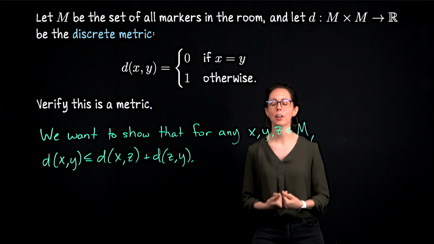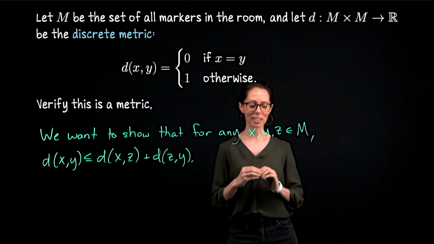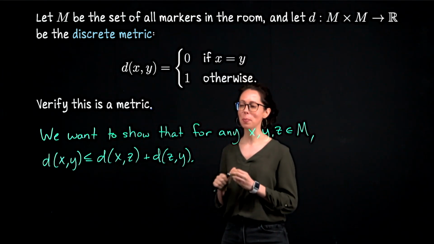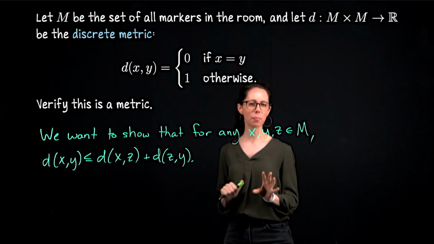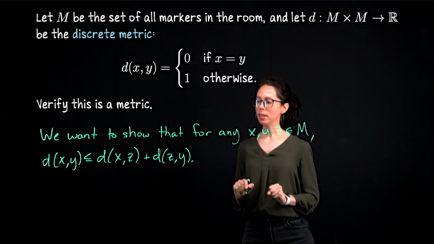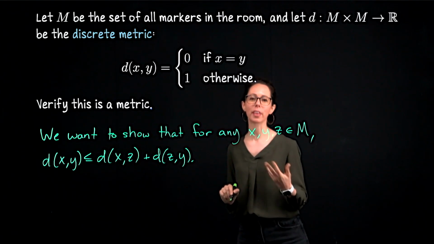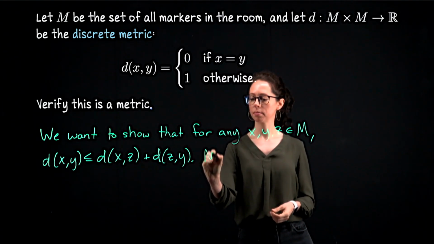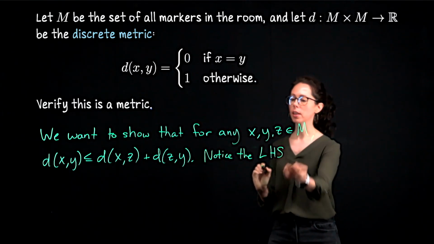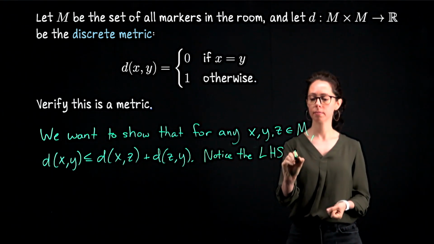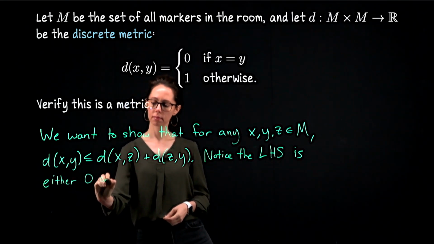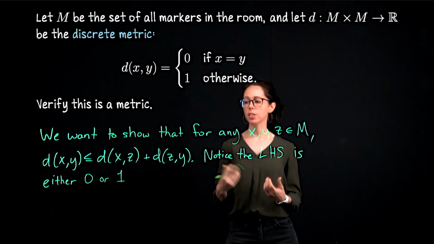I typically prefer direct proofs, and I think if I were actually writing this up and not hoping to do the fastest proof possible because I'm running out of board space, I would probably write this up directly, but I'm going to do a proof by contradiction because it might be the fastest route. Maybe I should say what the values are for the reader and then I'll go into the contradiction. So notice the left-hand side is either 0 or 1, while the right-hand side is either 0, 1, or 2.